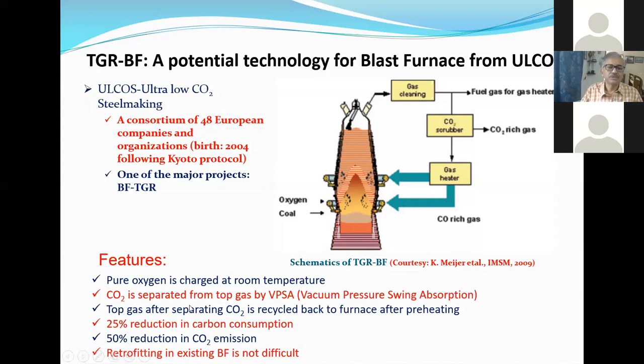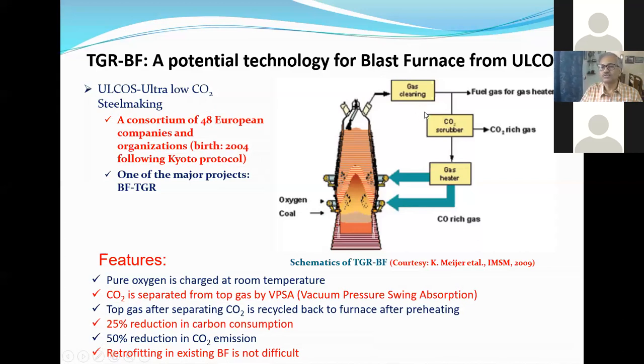So these are the features, as I said: pure oxygen charged at room temperature, so you don't have any nitrogen dilution. And it is also easy, because since the exit gas is CO and CO2, it is easy to scrub the CO2, because the CO2 concentration is quite high. Basically, CO2 scrubbing is done by a method called vacuum pressure swing. That means you first absorb the CO2 in some absorbent like zeolite or activated charcoal, and then you release the pressure so you can take out the CO2. And then you can give it for storage somewhere.